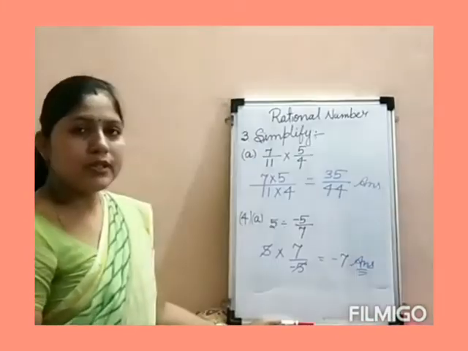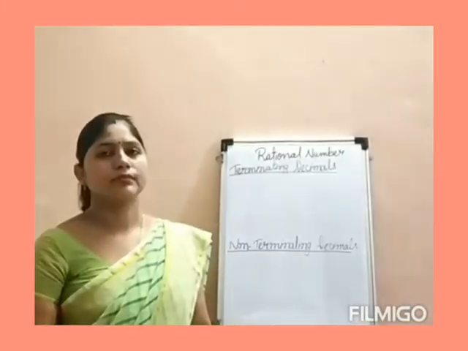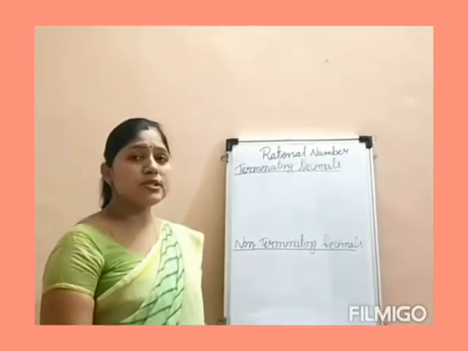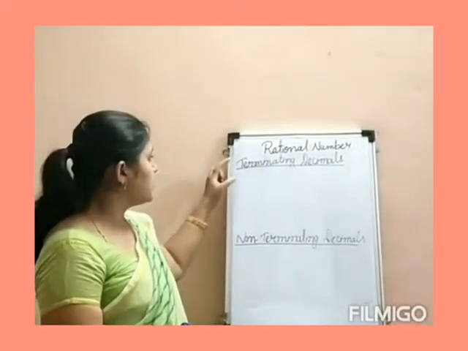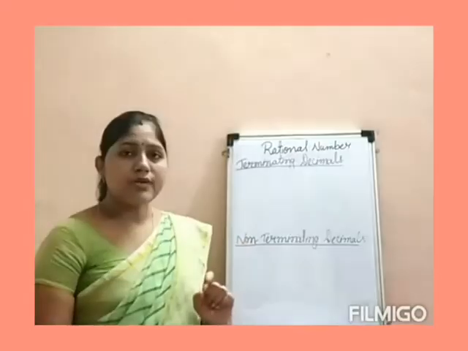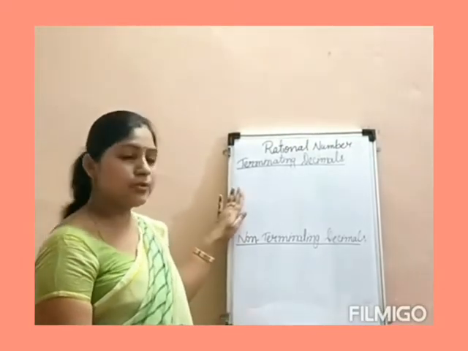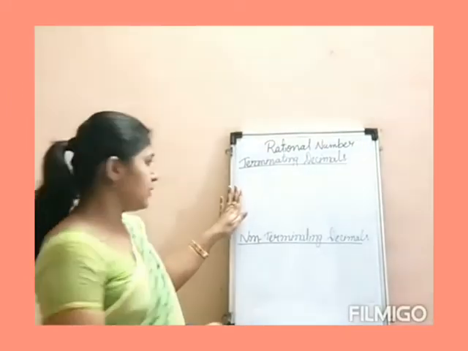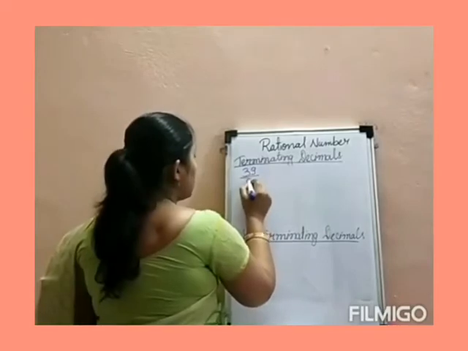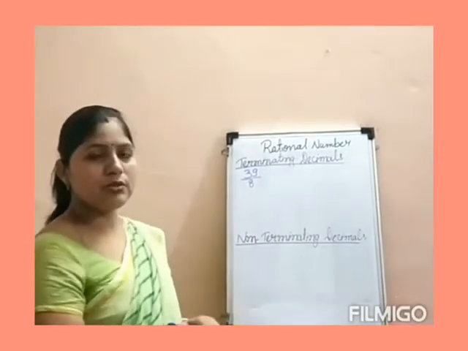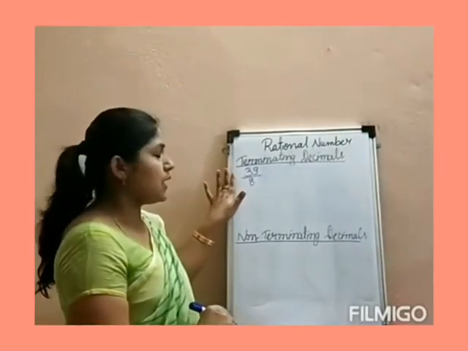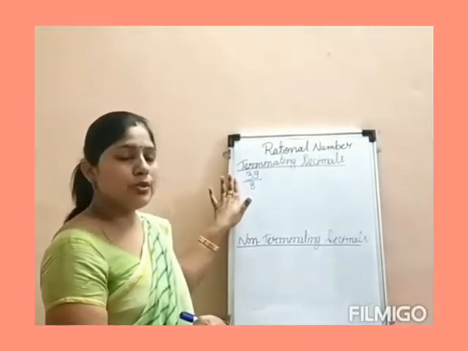Let's do our next topic, that is terminating and non-terminating decimals. Here we are going to discuss terminating decimals and non-terminating decimals. Terminating decimals: after decimals, if there are finite numbers, that is called terminating decimals. Let's see with an example. If the rational number is 39 upon 8, we need to find out whether it is a terminating decimal or non-terminating decimal.